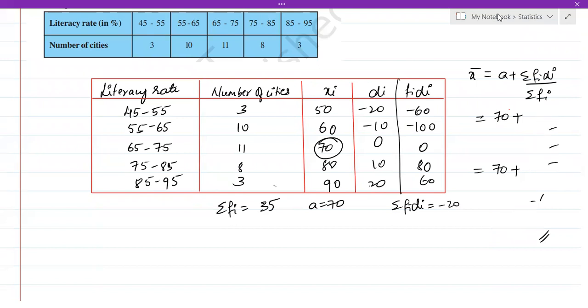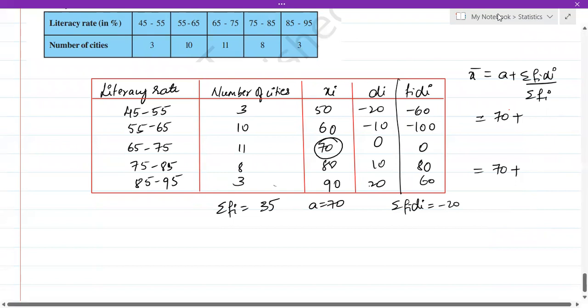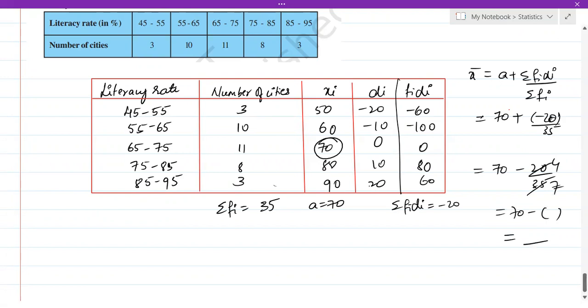So we have to be very careful in adding. So it becomes minus 20 divided by 35. 5 fours are, 5 sevens are. Okay, 4 by 7, whatever you get, subtracted, you get the final answer.